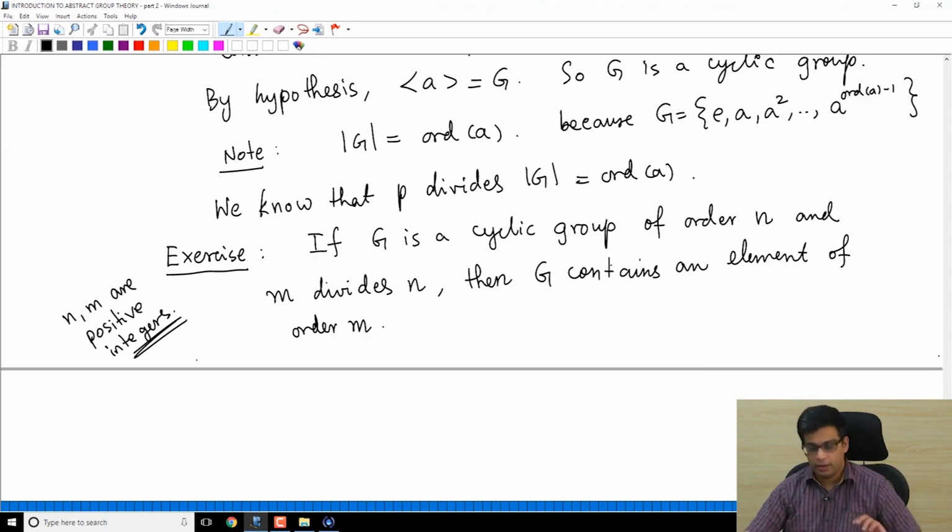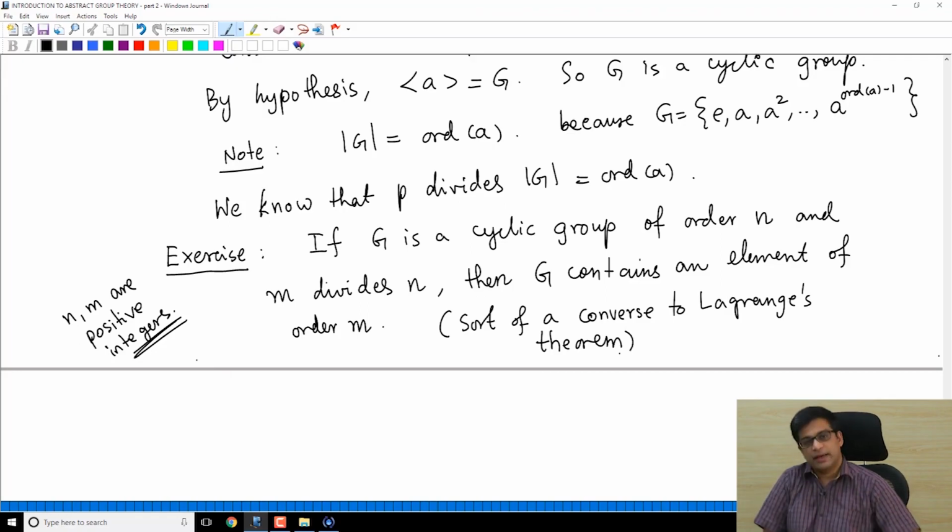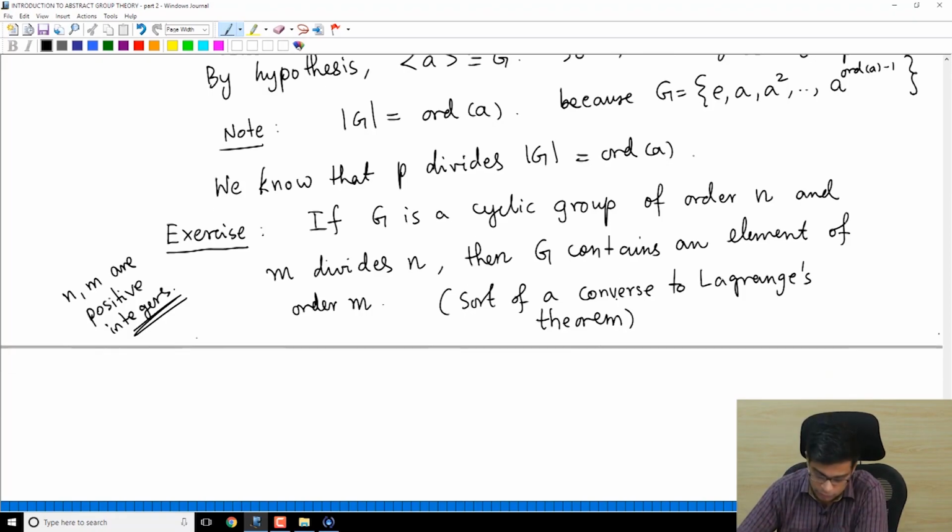So this is sort of a converse to Lagrange's theorem, which I proved earlier. What is Lagrange's theorem? It says that if G is a finite group and you have an element, its order divides the order of the group. I am saying now that if I further assume G is cyclic and a number divides the order of the group, then there is an element of that order.